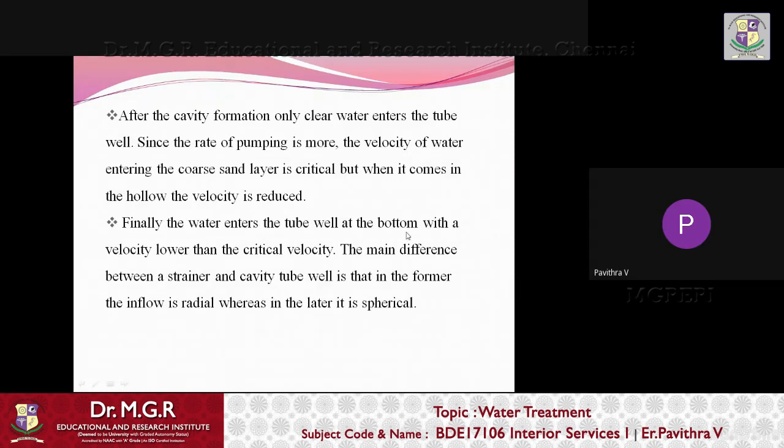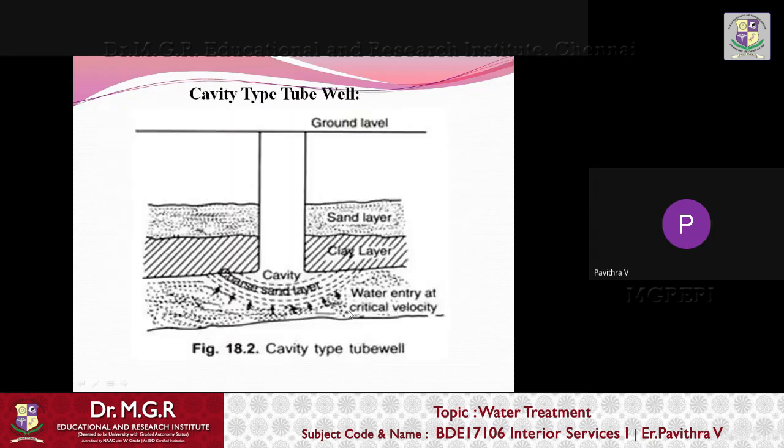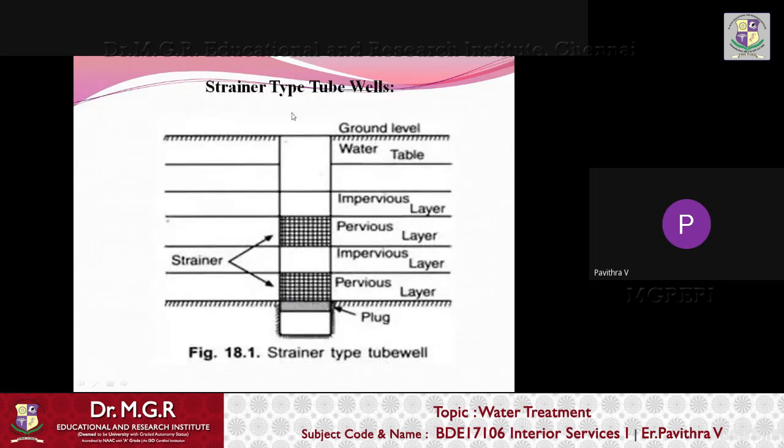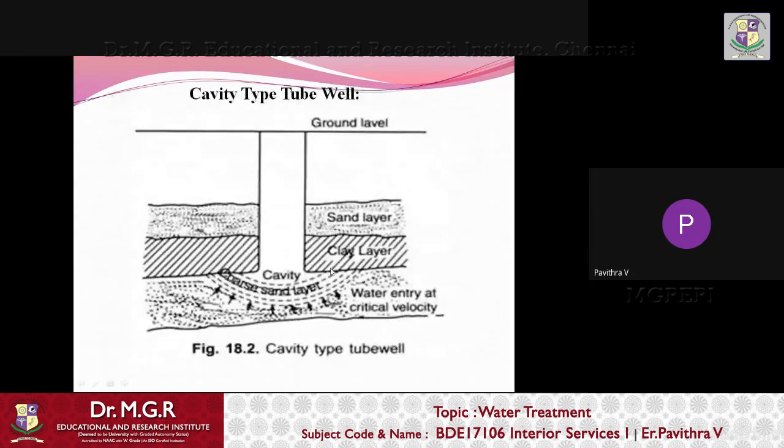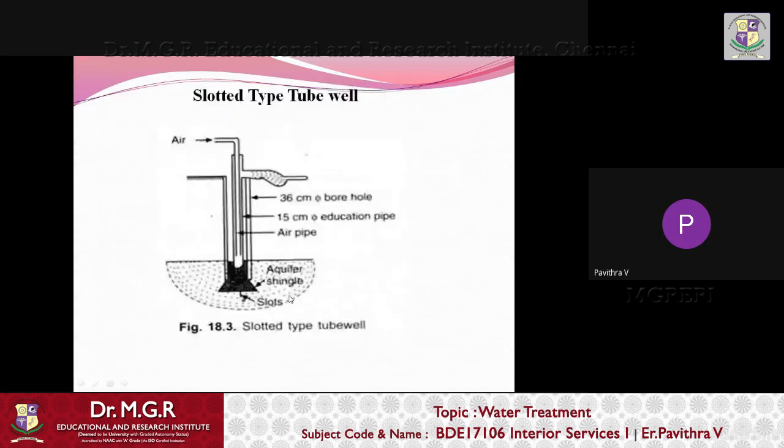The main difference between the strainer and the cavity tube well is that in the former the inflow is radial, whereas in the cavity it is spherical. So the strainer type is straight, but the cavity will be spherical. That is the difference between the strainer type and the cavity.